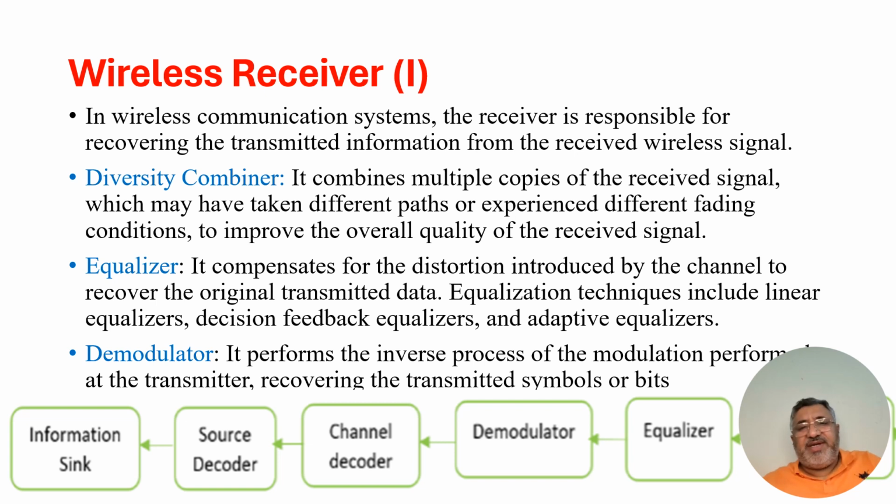Similarly, the demodulator extracts the baseband information from the modulated carrier signal. It performs the inverse process of modulation at the transmitter side, recovering the transmitted symbols or bits. The demodulation uses techniques such as amplitude demodulation, frequency demodulation, or phase demodulation, depending on the modulation employed.